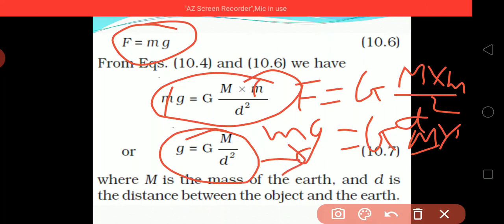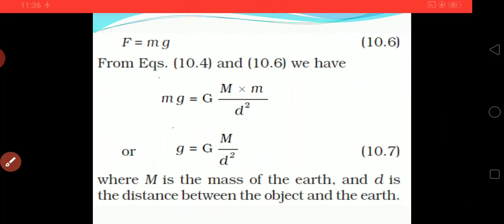Here capital M is the mass of the earth, and small d is the distance between the object and the earth.